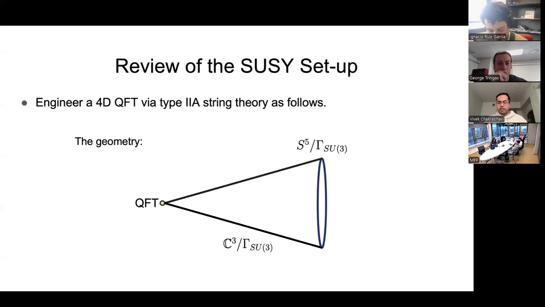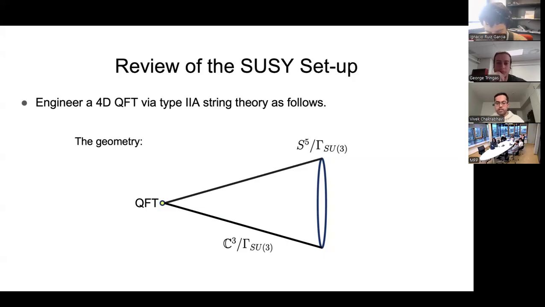Okay, so those are symmetries, but how do I construct a 4D theory that may have these kinds of symmetries? In particular, what I want to do is engineer four-dimensional quantum field theories using type 2A string theory by organizing the extra dimensions of string theory into an orbifold, where the orbifolding group is a finite subgroup of SU3.